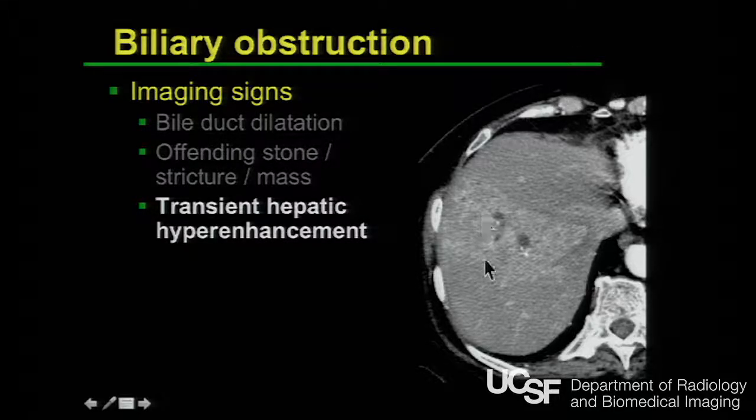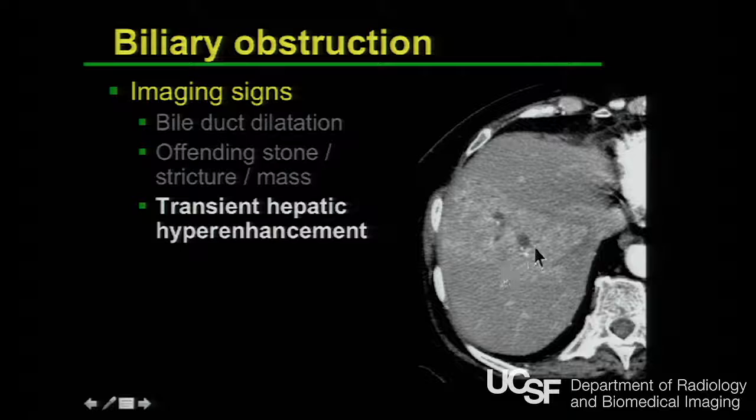So I think everyone can see in the left lobe of the liver, no dilated ducts. In the posterior segment of the right lobe, no dilated ducts. But in the anterior right lobe, we can see dilated branching structures, which are dilated ducts. In addition, we see some hyperenhancement of a wedge-shaped area in the liver that corresponds to the area of bile duct obstruction. That is transient hepatic hyperenhancement.